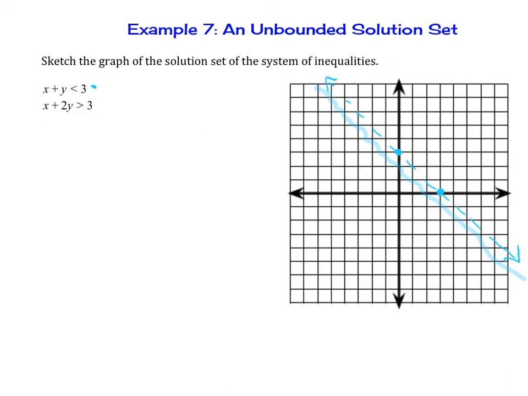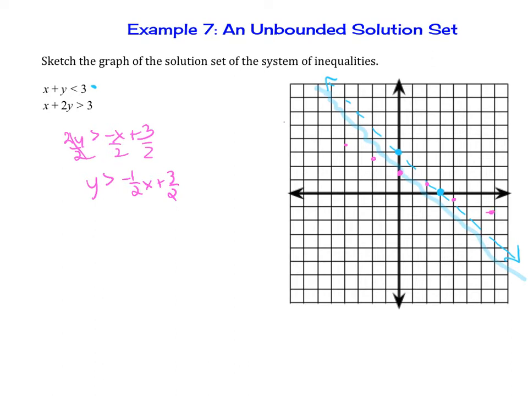Then the next one is x plus 2y is greater than 3. So I'm going to go ahead and solve for this one because I see that we have a fraction here. So 2y is greater than -x plus 3, divided by 2. So y is greater than -1/2 x plus 3/2. So 3/2, that's 1.5. It goes here. And then this is a slope of -1/2. So up 1, left 2, up 1, left 2, down 1, right 2, down 1, right 2.